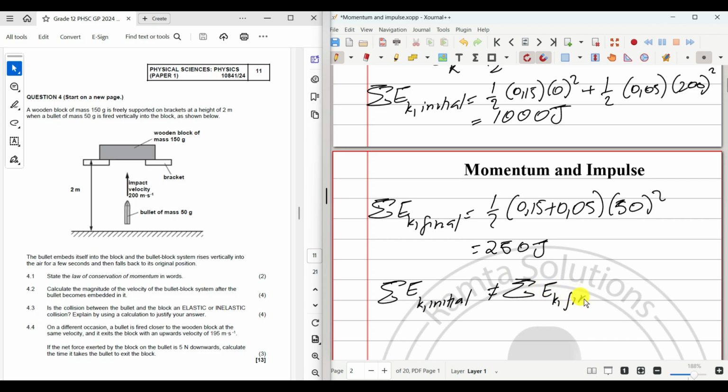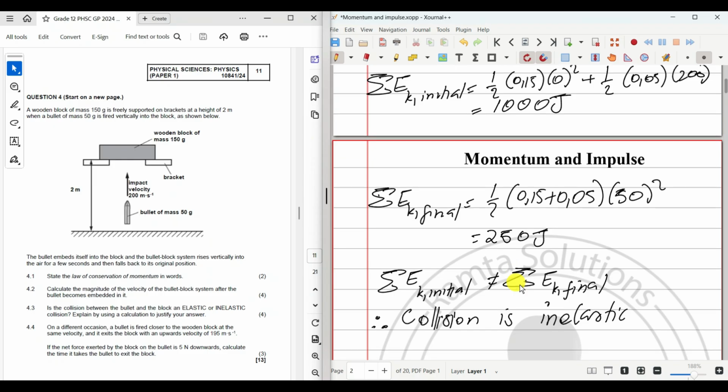As you can see, the total kinetic energy before collision is not equal to the total kinetic energy after collision. Therefore, how is the collision? Inelastic. Right? Collision is inelastic. Remember, in an inelastic collision, total kinetic energy before collision is not equal to total kinetic energy after collision. Okay, perfect.